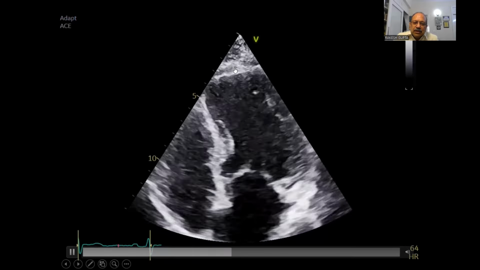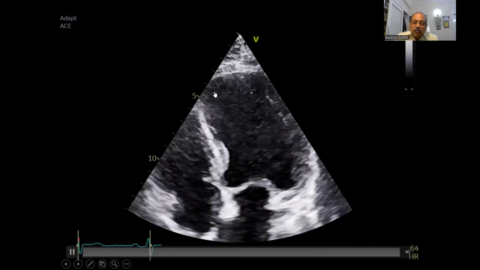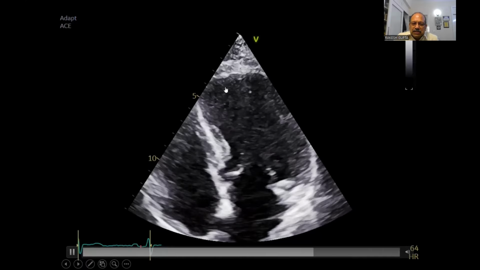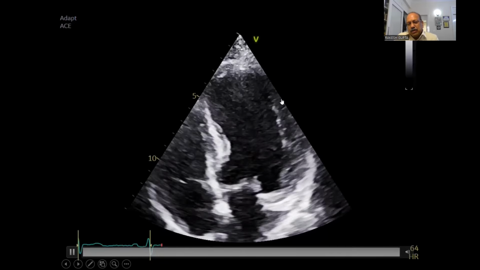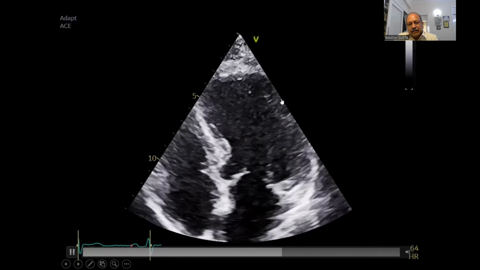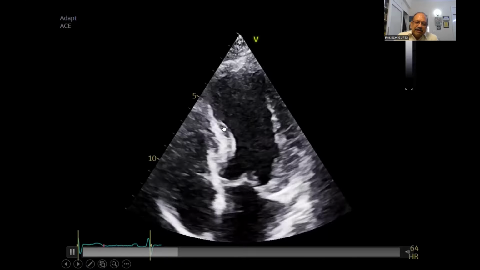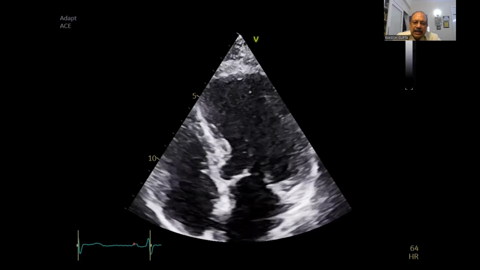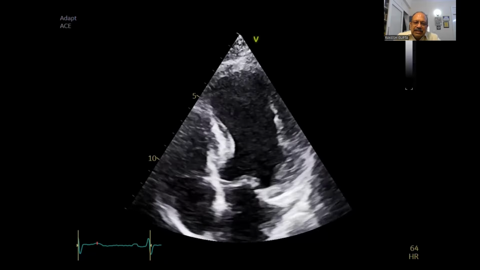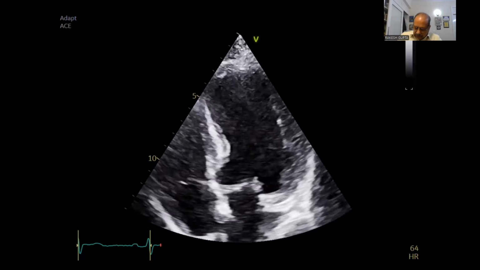Now there's no doubt about it. This is ballooned out. Normally LV is bullet shaped, where the apex is smaller in size. Here the apex is as good as rounded in shape. And whenever we have aneurysmal segments or akinetic segments, there are very high chances of formation of thrombus.